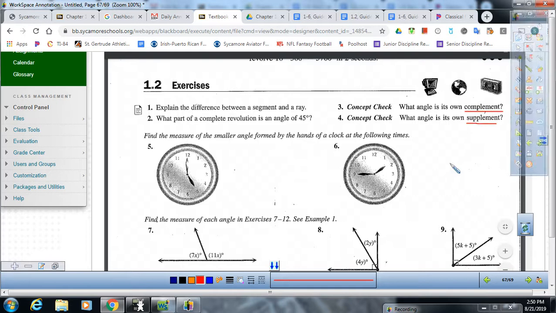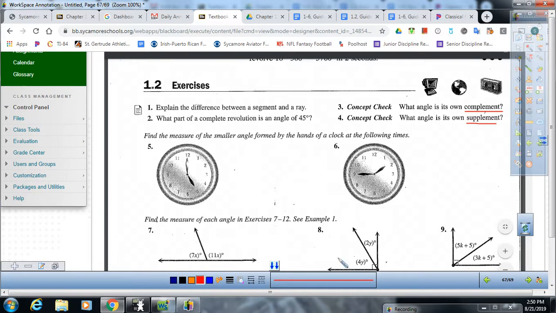Anytime it asks you for a complement, remember that complementary angles add up to 90. So if it wants the complement of 60 degrees, that's 30 degrees. Supplementary angles add up to 180 degrees. So if you want the supplement of an angle, let's say it's 100, then that would be 80. You should be able to problem solve how to find the angle between the hands of a clock here. I think you guys could do that.